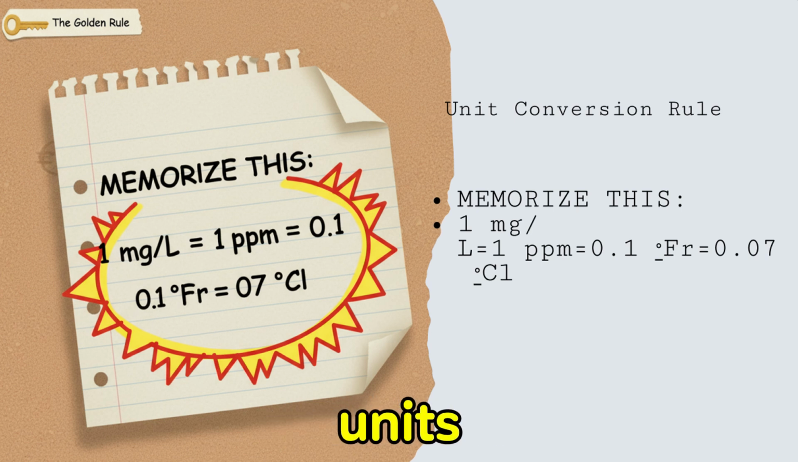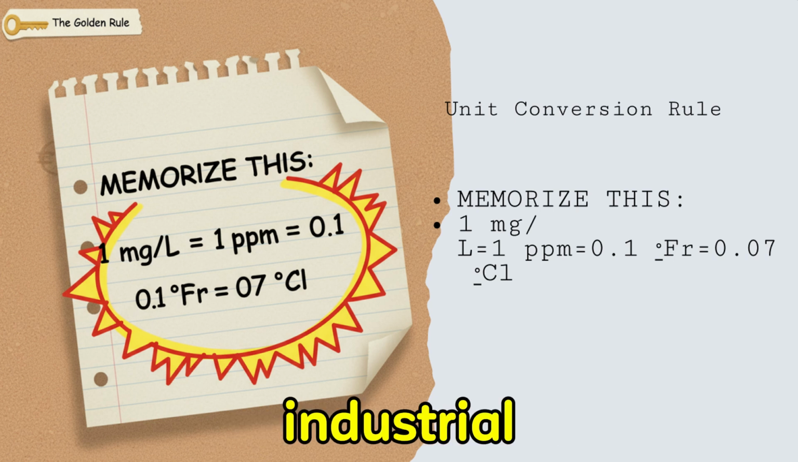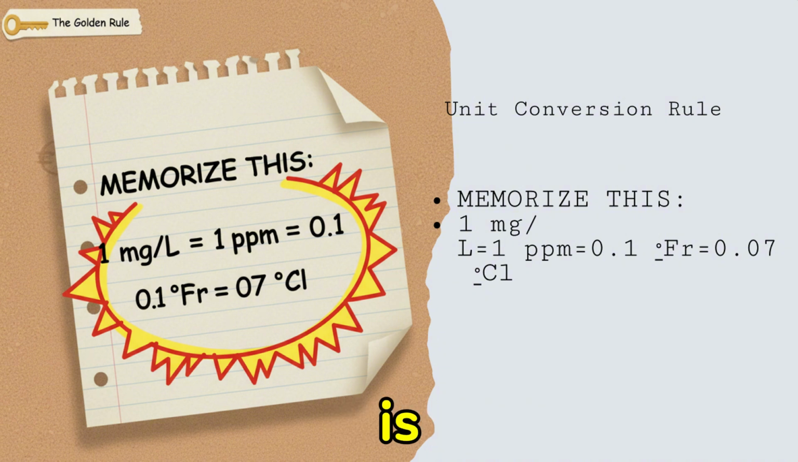You'll see these units everywhere. Water quality reports for your city, results from a chemistry lab, and specifications for industrial equipment all use these units to describe how hard the water is.